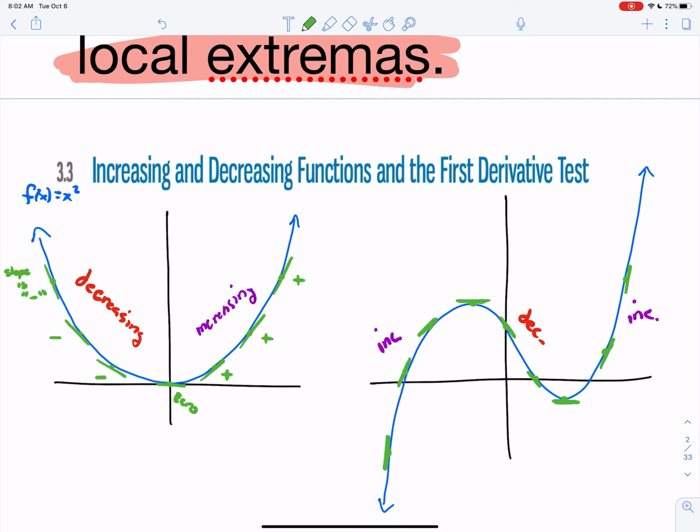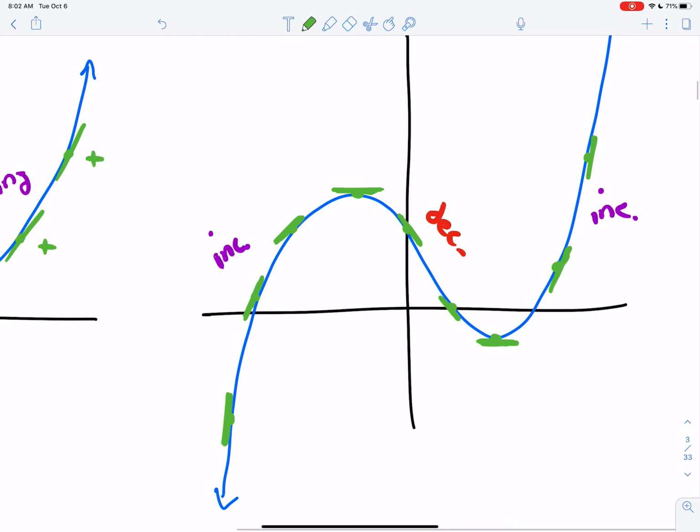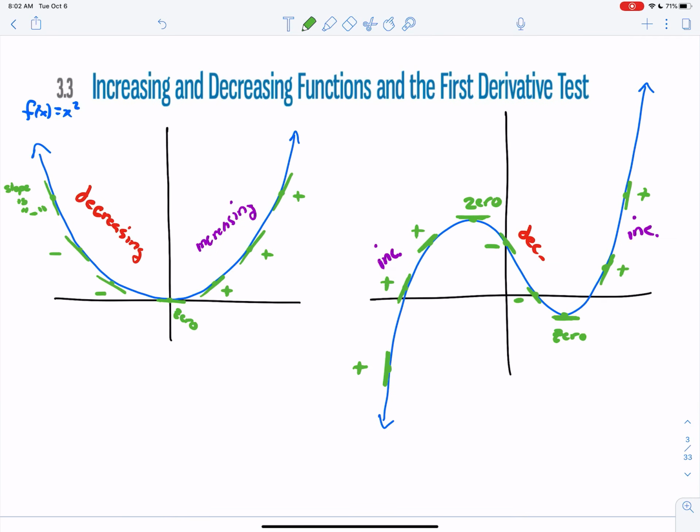So let's do the same thing here for the cubic function. Go ahead and label the signs of your slopes and then press play whenever you're ready. All right, so you should get positive, positive, positive, 0, negative, negative, 0, positive, positive. And we could have drawn more tangent lines, but we're only going to draw enough to see a pattern here. So remember, we're looking at the value of the slope.